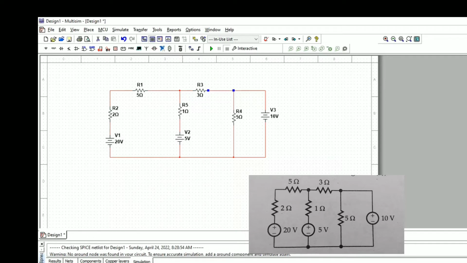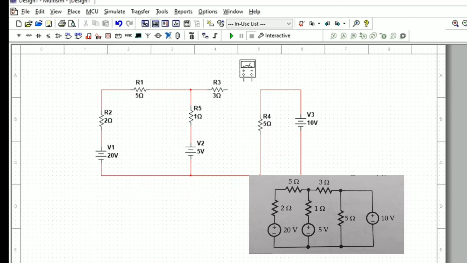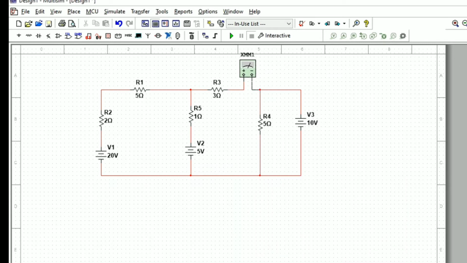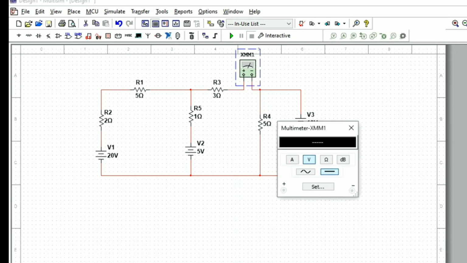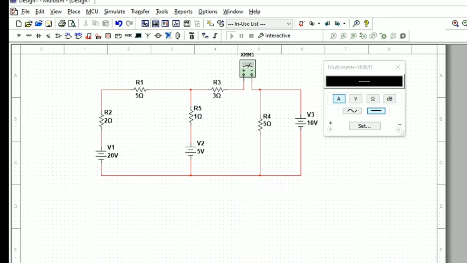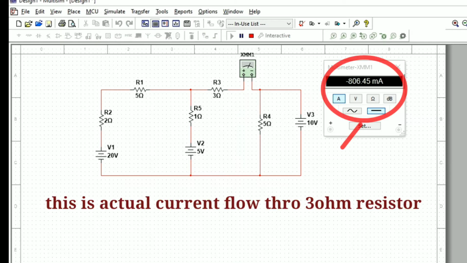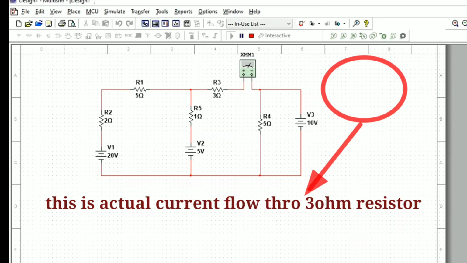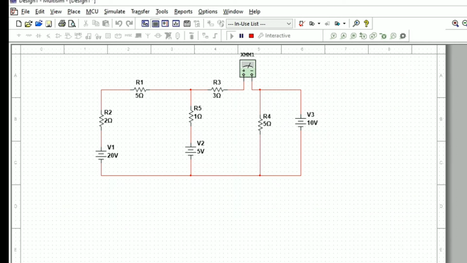Before implementing Thevenin's theorem, we shall see the current through this 3 ohm resistor. For that, we will connect the ammeter through this 3 ohm resistor. After connecting the ammeter, when we run the simulation, we have the current value of minus 806.45 milliampere. So this is the value of current flowing through the 3 ohm resistor.